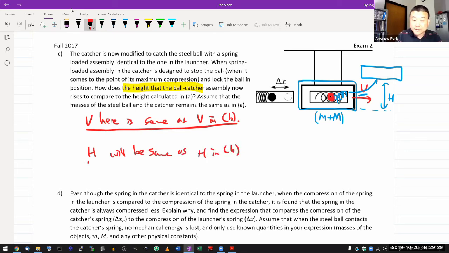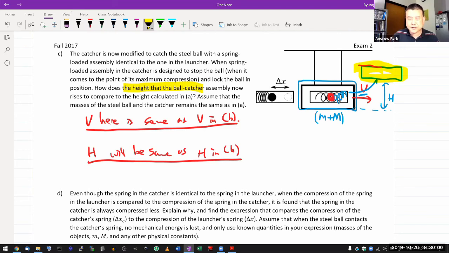So really nothing changes. The only thing is some of the mechanical energy is converted into spring potential energy, but I guess spring potential energy doesn't do anything, at least not here. So mechanical energy is conserved, but it doesn't have any effect on how high the catcher should rise.